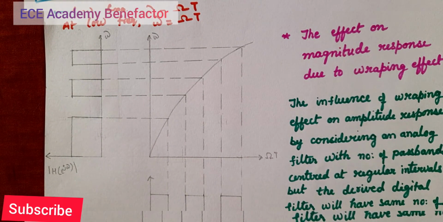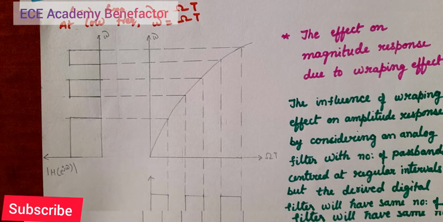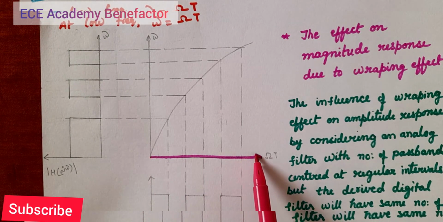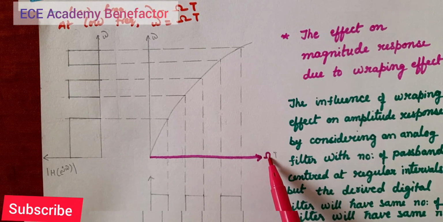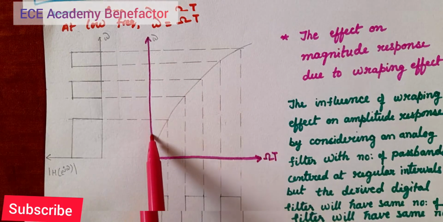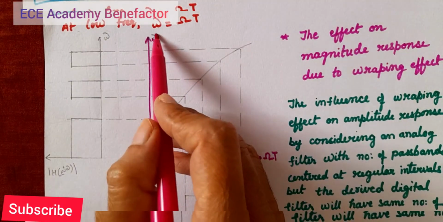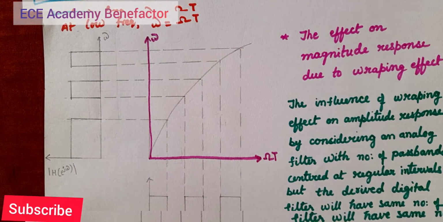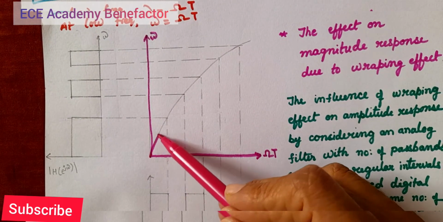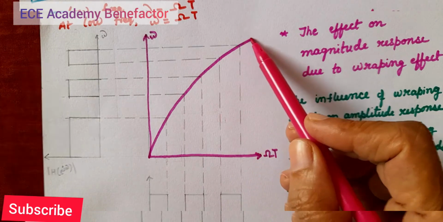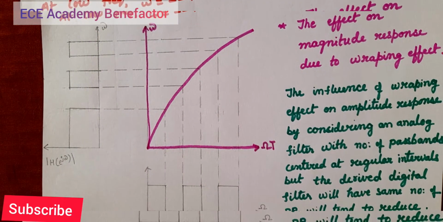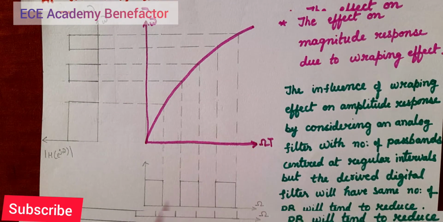Okay. So this is a graph between ohm T, that is the analog frequency, and the digital frequency omega. How is it? 2 by T tan omega by 2. So for that the graph comes out like this. Now this is a non-linear graph.